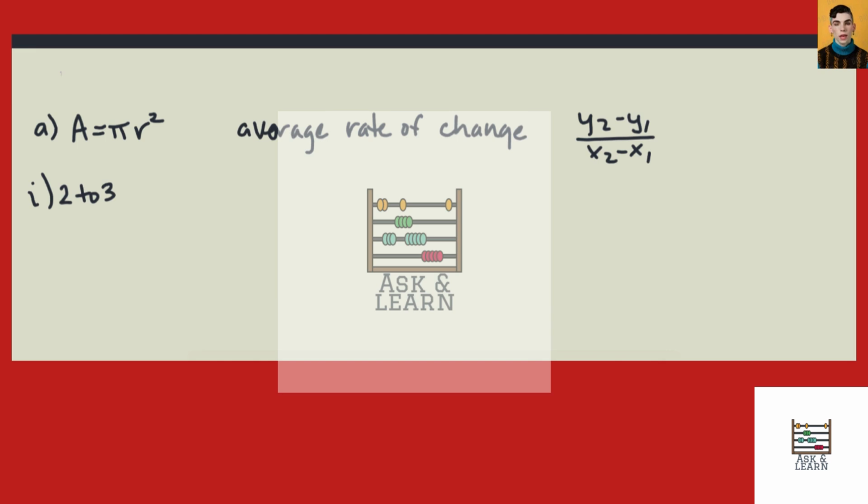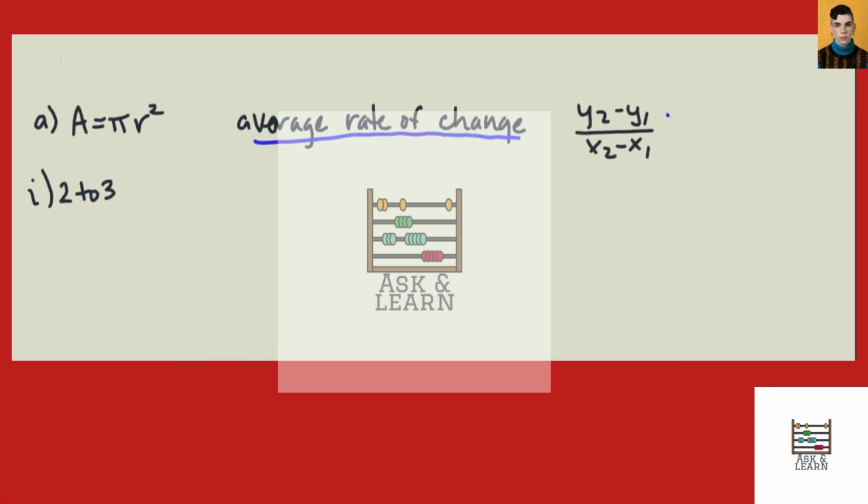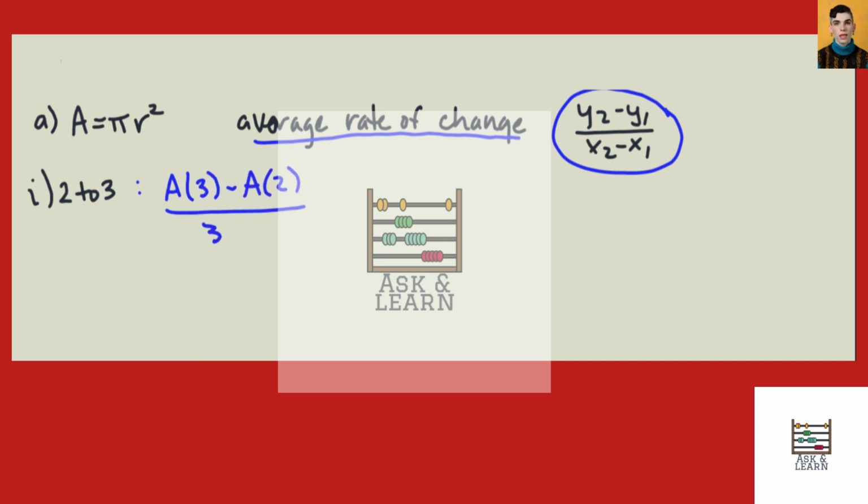In this problem, we're looking at the area of a circle, and we're finding the average rate of change for various increments, changes in the radius, starting with the radius change from 2 to 3. Anytime you're looking for an average rate of change, you're just using a basic slope formula. So if the radius is changing from 2 to 3, we want to find the area for a radius of 3 minus the area for a radius of 2, and divide that by 3 minus 2. That would be our slope formula.